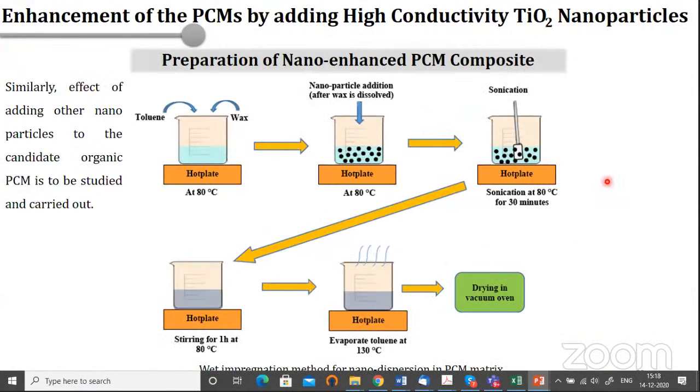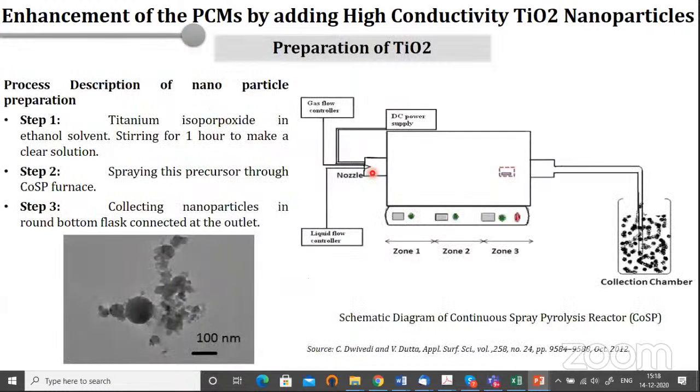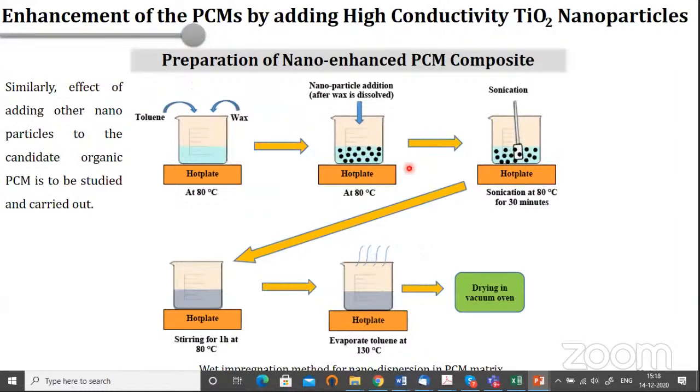Now, how do we mix this phase change material with the nanoparticles? Here I have given a particular temperature, though for other applications the temperature can be different. On a hot plate, you mix the phase change material with toluene, and then you add the nanoparticles. For example, if you are adding titanium oxide nanoparticles, we add them and then do the sonication.